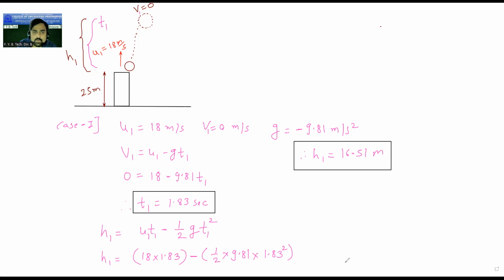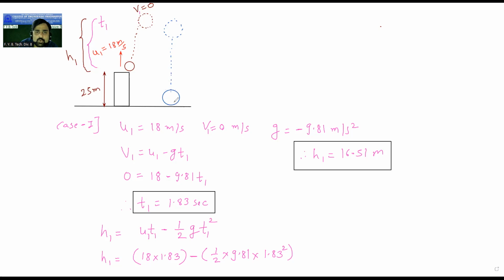Now in case number 2, what has happened? Now study the motion from this point. Now see, this ball comes to this point. Okay, here. Now from this point it has started falling down and its velocity is slowly increasing, and it will gain the maximum velocity just before striking the ground. Okay, it is having the maximum velocity.